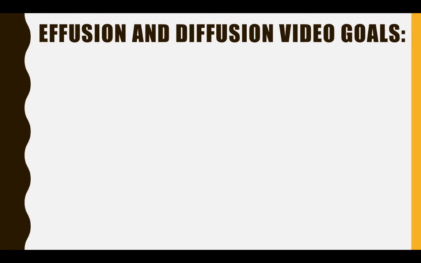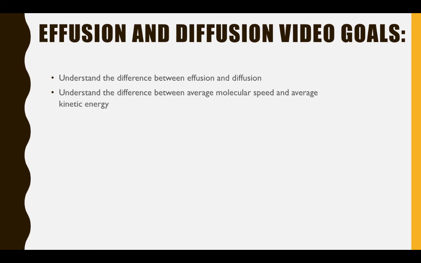That brings us to the end of this video. Let's review our goals. First, we looked at the difference between effusion and diffusion. Then we looked at the difference between average molecular speed and average kinetic energy. And finally, we learned to predict molecular speed of different gases.